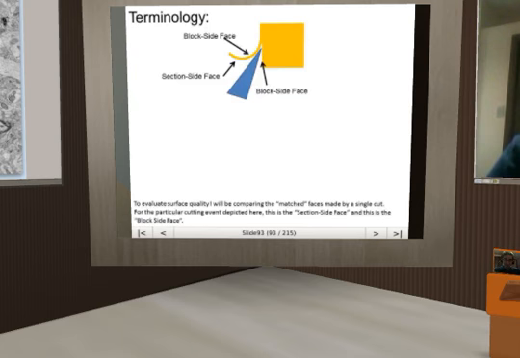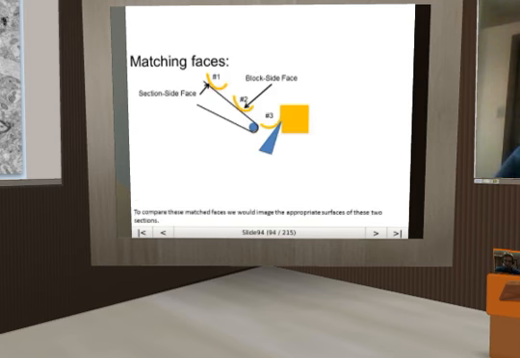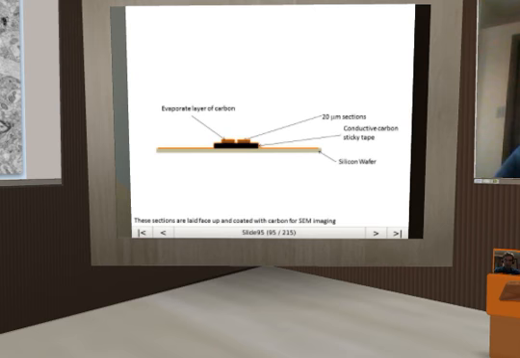To evaluate surface quality, I will be comparing the matched faces made by a single cut. For the particular cutting event depicted here, this is the section side face, and this is the block side face. So these two faces should, of course, be matched. To compare these matched faces, we would image the appropriate surfaces of these two sections that I'm pointing to with the arrows. And these sections are laid face up and coated with carbon for SEM imaging.